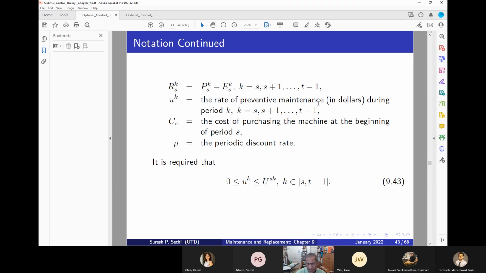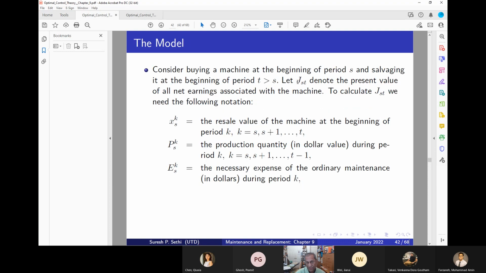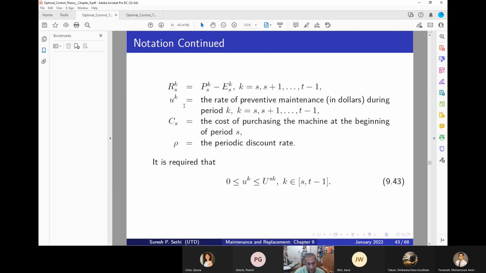UK is the rate of preventive maintenance from S to T minus 1 because at the beginning of T, the machine is sold. So that's the last period of maintenance. CS is the cost of purchasing the machine at time S. This is now a new thing because we're going to sell a machine then buy a new machine. So we need to find how many machines we're going to buy during this period. So we need to find the cost of the machine anytime we buy. So we need to have a formula or notation for CS, the cost of purchasing a machine at the beginning of period S.